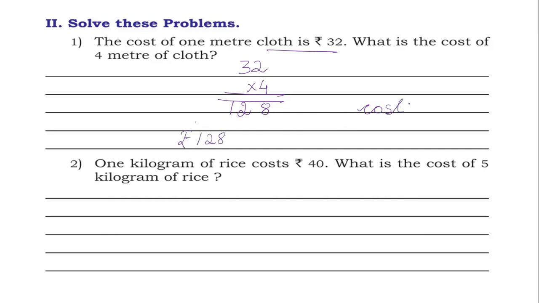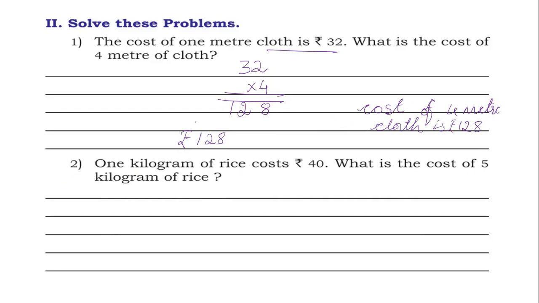Cost of 4 meters of cloth is 128 rupees. Put a symbol for rupees.